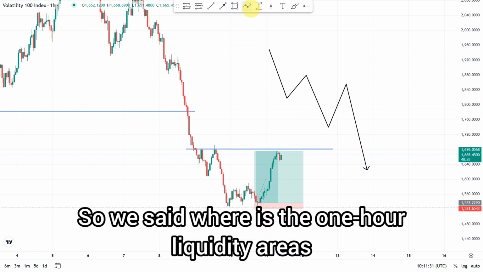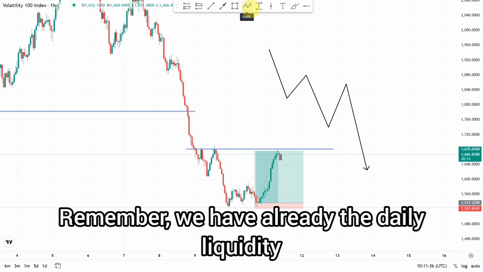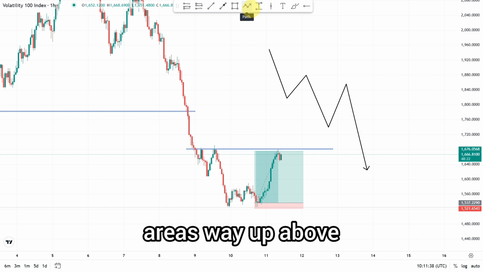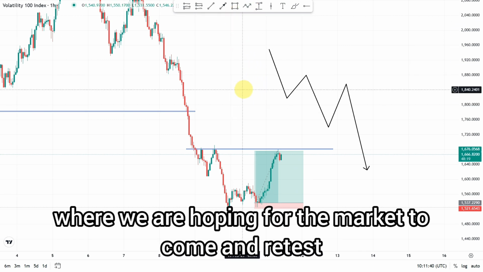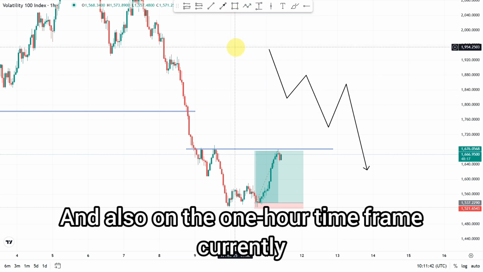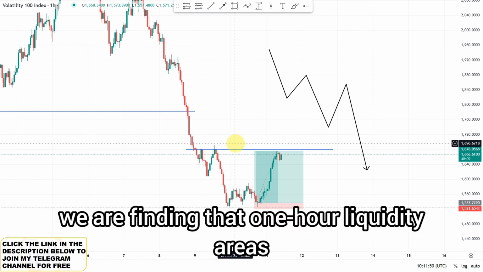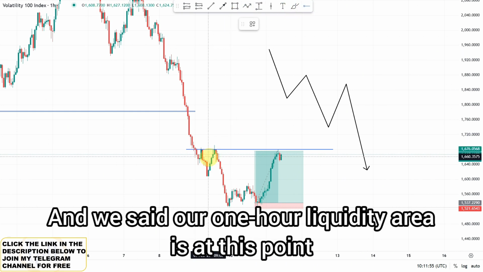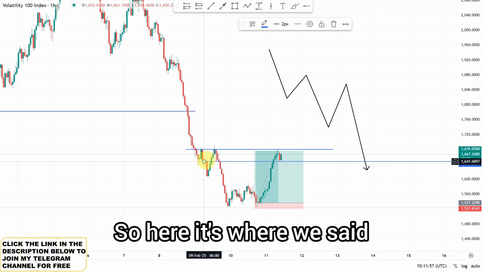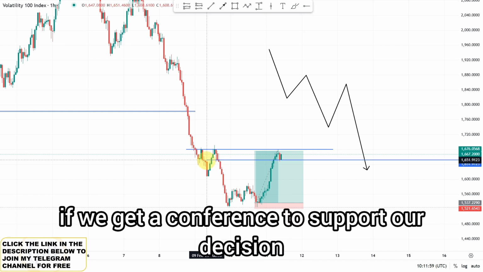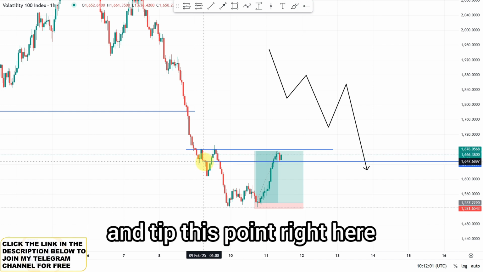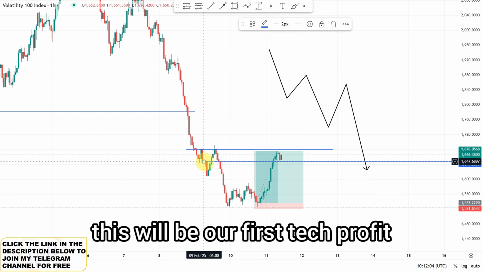So we said, where are the 1 hour liquidity areas? Remember, we have already the daily liquidity areas way up above where we are hoping for the market to come and retest. And also on the 1 hour time frame currently, since this market has not yet broken this trend right here, we said, okay, we are finding the 1 hour liquidity areas. And we said our 1 hour liquidity area is at this point. So here is where we said, if we get a confluence to support our decision until this point right here, this will be our first take profit.